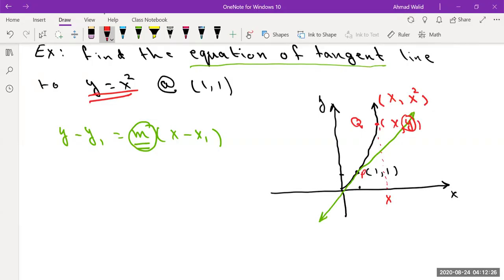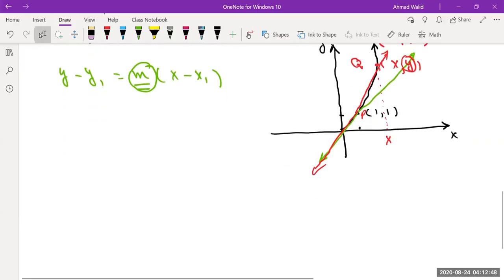Now look, I have 2 points. Using the slope formula, I can easily find the slope of the secant line, this line. And using the idea of limits later, here I do a jump, but in the future using the idea of limits, it's really easy to find the slope of the tangent line.